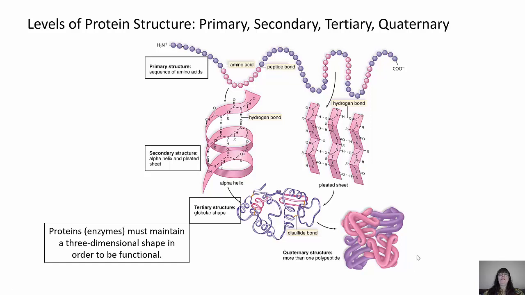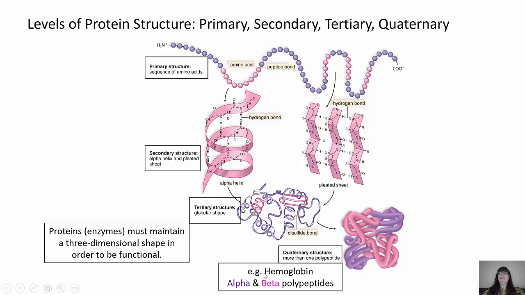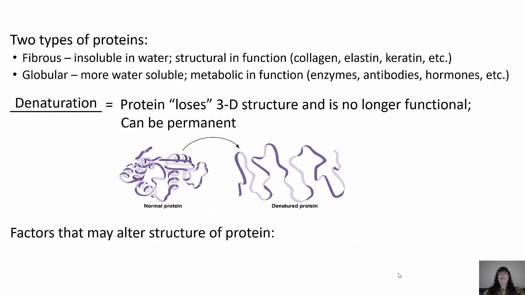Proteins, enzymes of course, must maintain a 3-dimensional shape in order to be functional. So if they lose this shape, they are no longer functional. And as I said, hemoglobin is an example with alpha and beta chains. We have 2 basic types of proteins, fibrous and globular. Fibrous are insoluble in water, but they are structural in function, like collagen and keratin.